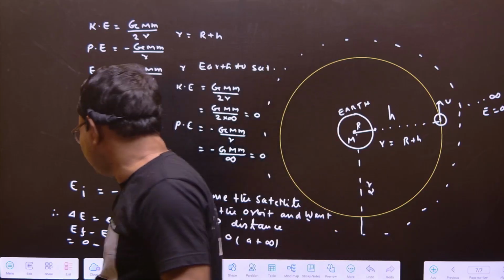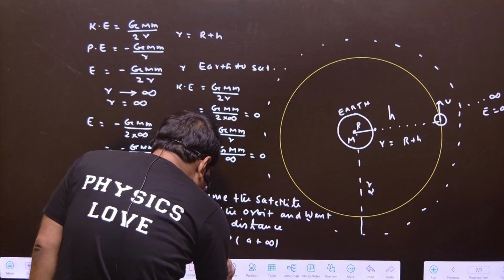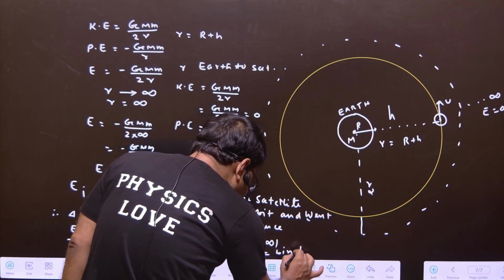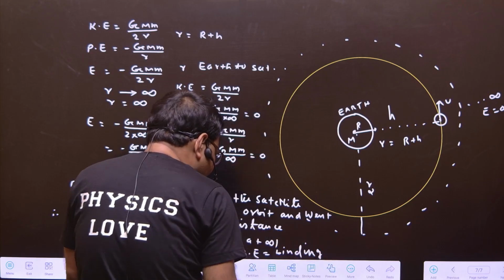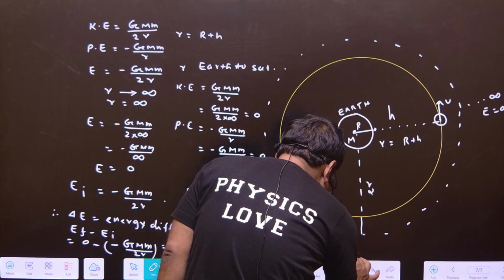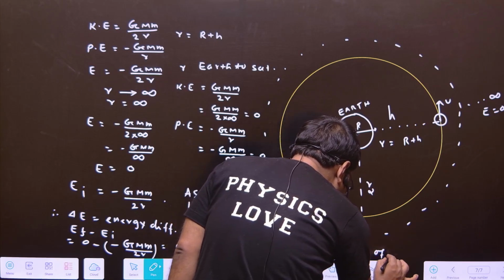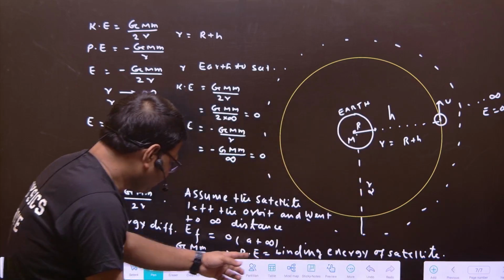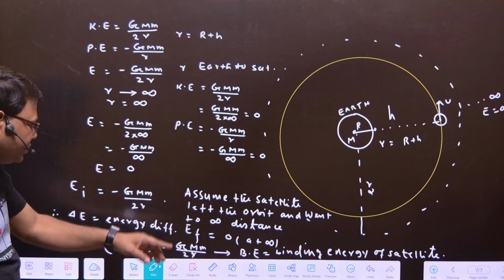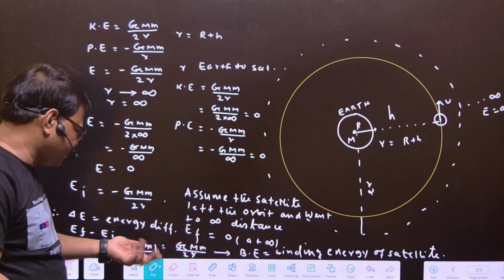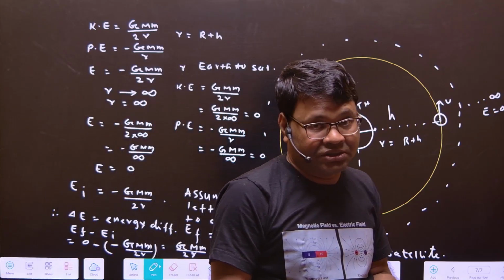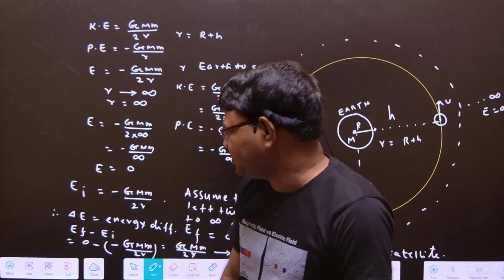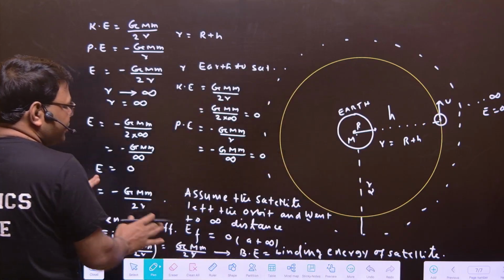B.E. means binding energy of the satellite. If I ask you what is the binding energy of the satellite, it is positive, G M m divided by 2R, where R means r plus h. So this is the energy of the satellite.